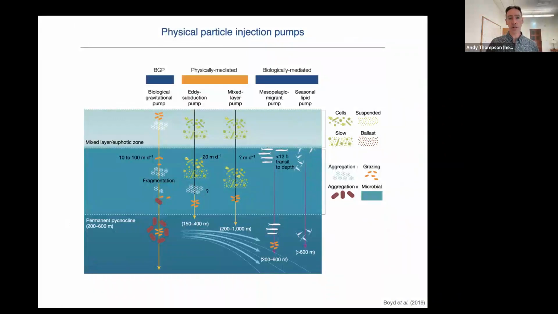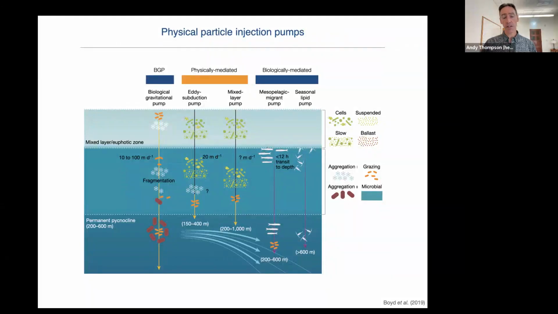So I'll just introduce, I've mentioned that we're going to look at the impact of physics on carbon export. Here's a nice schematic from the review paper by Phil Boyd and colleagues, looking at various different pumps. You have your biological gravitational pump. You may also have a number of more active pumps. Some are biologically mediated, such as the mesopelagic migrant pump, the seasonal lipid pump.